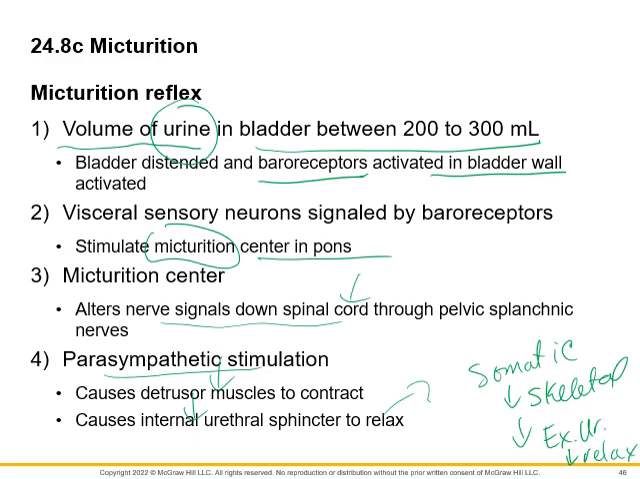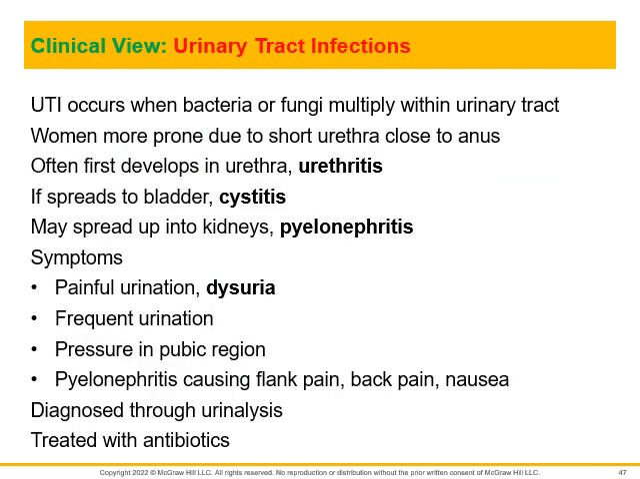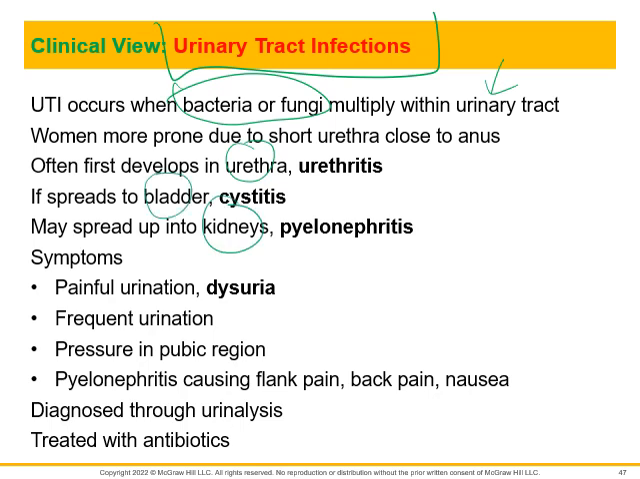and telling them to relax. We already talked a little bit about UTIs, or urinary tract infections. We said more frequent in women because of the shorter urethra. It's when bacteria or fungi are multiplying within the urinary tract. It can happen in the urethra, in the bladder, in the ureters. It could move up to the kidneys, which we would not want. Inflammation of the nephron, you can kind of see the word there. Painful urination, frequent urination, pressure, pain. We're usually going to diagnose it through urinalysis. They're going to do a culture and then treat with antibiotics.